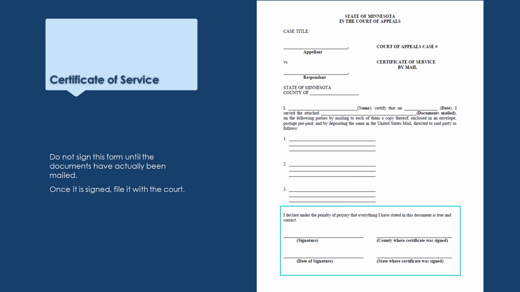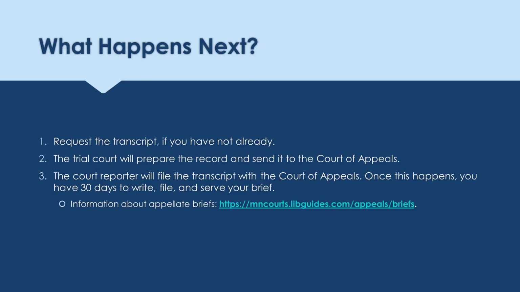At the bottom of this form, you will see a signature block. You should only sign this form once the documents have actually been placed in the mail. Then, write your signature, the date, the county, and the state on the appropriate lines, or if you had someone else serve your papers, have them fill out this information. Once you have completed service and filled out this form, you will file it with the Clerk of Appellate Courts using one of the methods listed earlier. You have now filed your appeal.